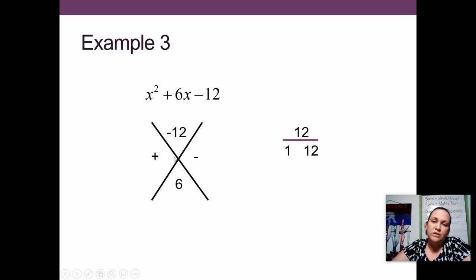But we're subtracting, and 12 minus 1 is not 6. 12 minus 1 is 11. So that's no good. My next set of numbers was 2 and 6, and 6 minus 2 is 4. That's no good. My next one is 3 and 4, but 4 minus 3 is 1. That's no good. And now, guys, I ran out of numbers. There's no more numbers. I've tried every possibility. Every pair of numbers that multiplies to 12, none of them subtract to 6.